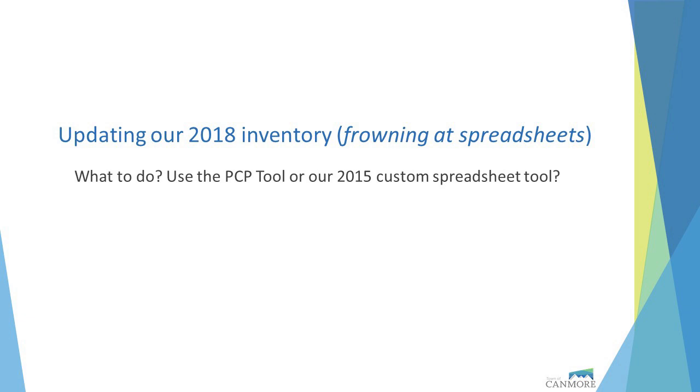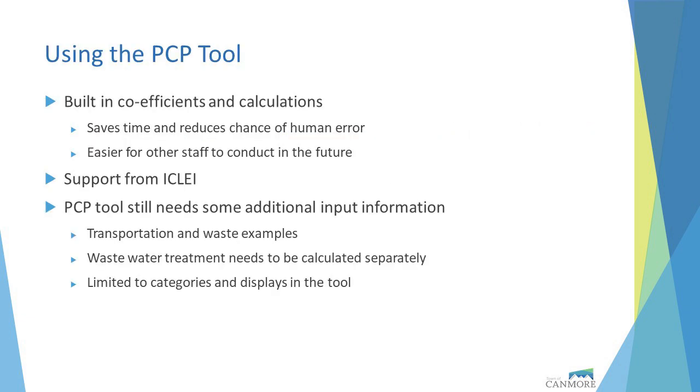And then there's the PCP tool. I was interested in exploring both. In the end, I went with the PCP tool, and that is my recommendation to the town of Canmore moving forward, to continue to use the PCP tool for our inventories. There are a few reasons why. One, all those coefficients and emission factors from the National Inventory Report change. When Canada submits that to the UN Framework Convention on Climate Change, those get updated.